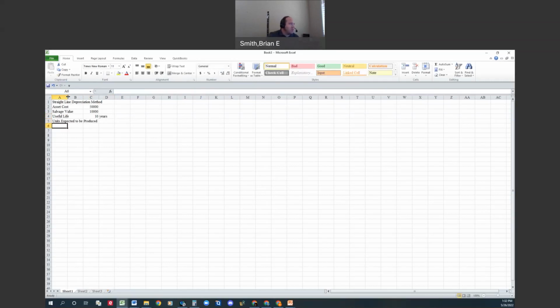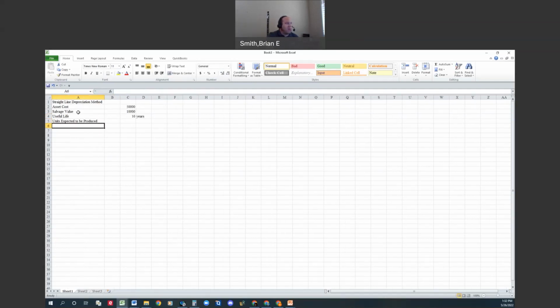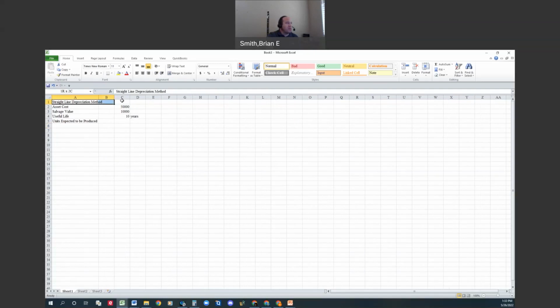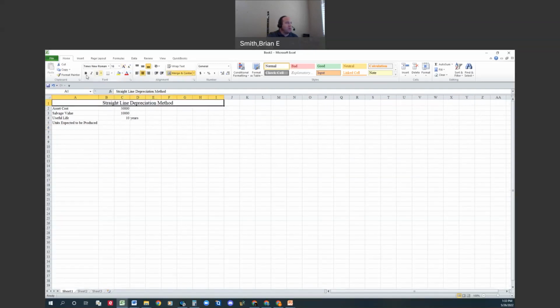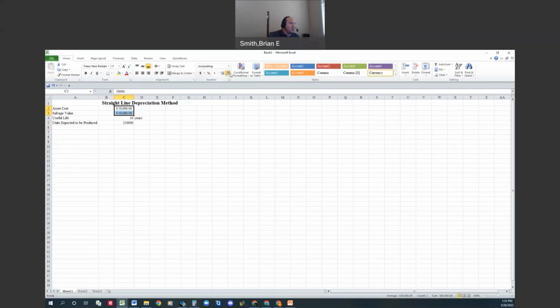Now I'm going to come over here to this A column and see how my cursor kind of does this. I'm going to double click that to make it wider so that I can see. I'm going to highlight this, merge it, make it a little bigger, bold it, just so that I know that this one's my straight line depreciation method. How many units do we expect? Let's go 250,000.